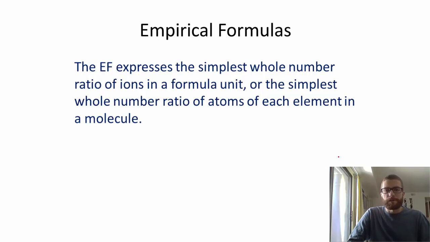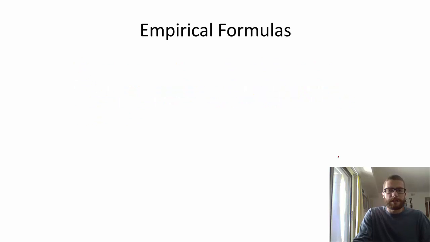The empirical formula expresses the simplest whole number ratio of ions in a formula unit, or the simplest whole number ratio of atoms of each element in a molecule. So basically, how the atoms are arranged in a formula, if it's the simplest whole number ratio of those atoms, or of those elements, then it's the empirical formula. The molecular formula we'll get to in a little bit. So let's see how we go about finding the empirical formula.